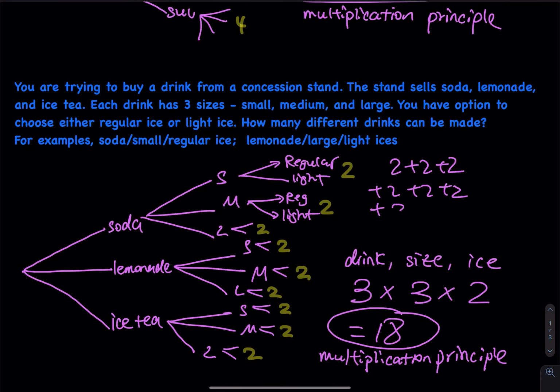So let's add them. How many copies of 2 do you have? You have 9 copies of 2. So 2, you have 9 copies of that. The total is equal to 18. All right, so that is how you use the tree diagram to find the answer.